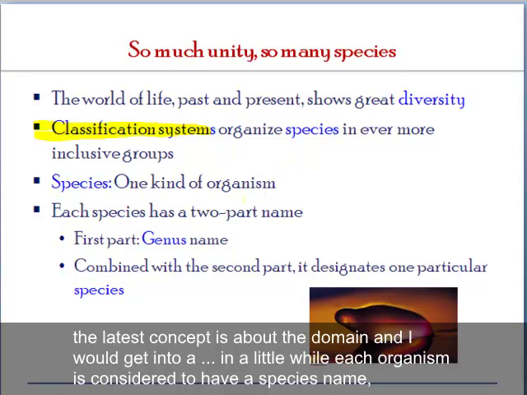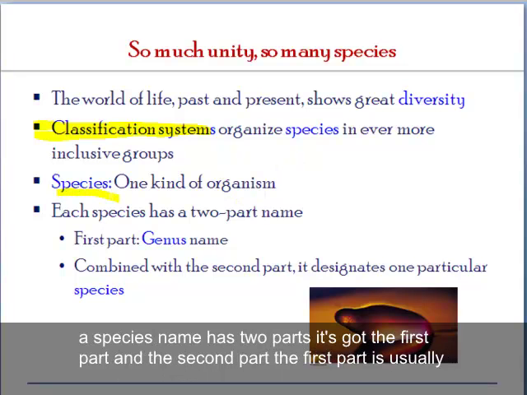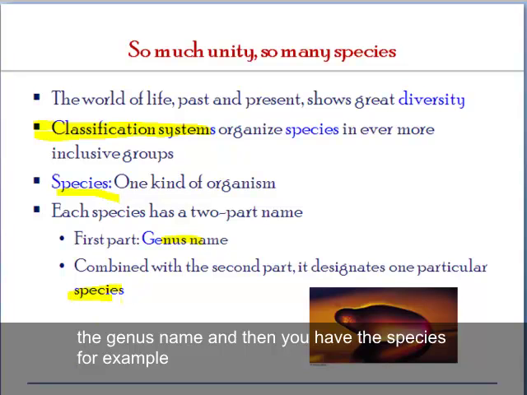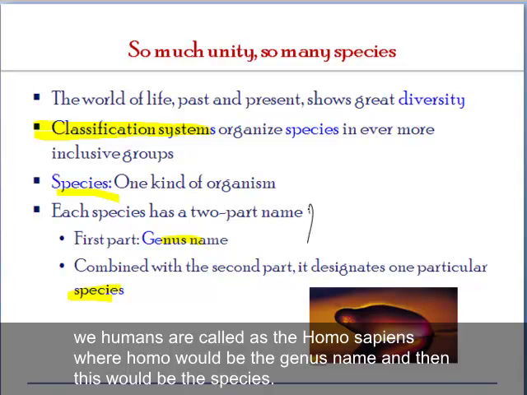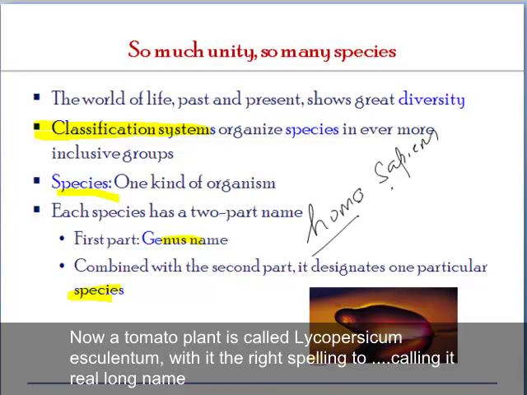Each organism is considered to have a species name. A species name has two parts. The first part is usually the genus name, and then you have the species name. For example, we humans are called Homo sapiens, where Homo would be the genus name and sapiens would be the species name.